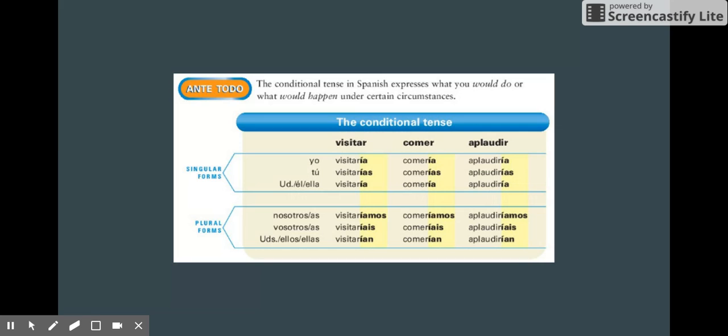As you can see here, the conditional tense is the equivalent of the English "would do" or "what would happen under certain circumstances." And if you look at the conjugations here, very straightforward, similar to the future tense, in that you just have the regular infinitive verb and then you add the corresponding ending. One easy thing about the conditional is that all the endings for AR, ER, and IR verbs are exactly the same. So visitaría, comería, aplaudiría, and so forth. One thing to remember is the accent mark on the I in all of these.